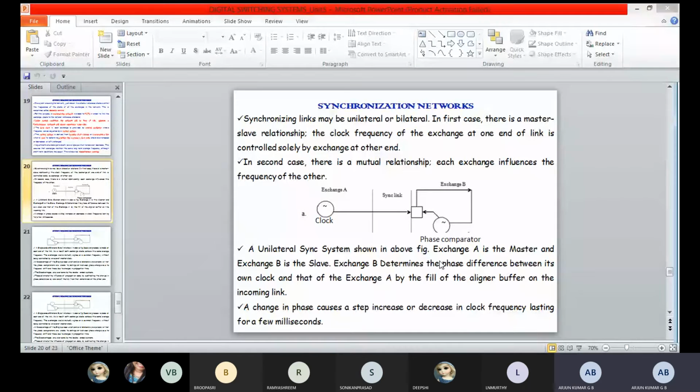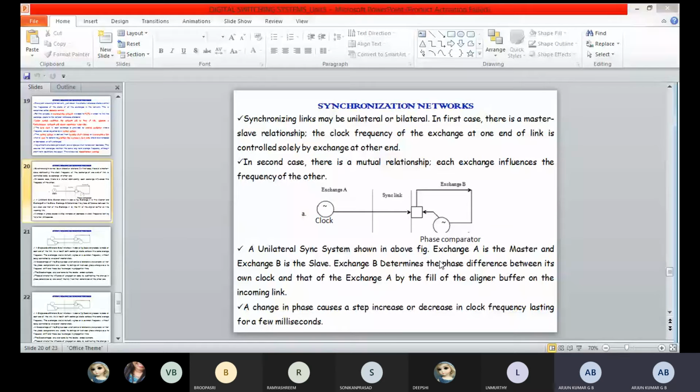In the first case, you can observe here, there is a master-slave relationship. Exchange A is the master and exchange B is the slave. Exchange B determines the phase difference between its own clock and that of exchange A by filling the elastic buffer on the incoming line. They are using some phase compensators to synchronize the frequencies. That is why exchange B determines the exact phase difference between its own clock and exchange A's. To synchronize, fill some buffer on the incoming line. Through that, we can synchronize both exchanges.